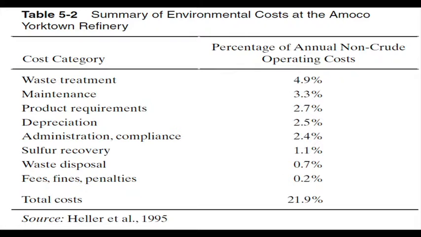Now some other examples. Looking at one particular refinery and the different categories of cost, based on the annual non-crude operating cost, waste treatment is nearly 5%, maintenance 3.3%, product requirement 3%, depreciation, administration, sulfur recovery. The total cost is around 22%. So 22% goes into the environmental cost at a particular refinery. This is again just an example to give you an idea of how much ends up in different types of cost.